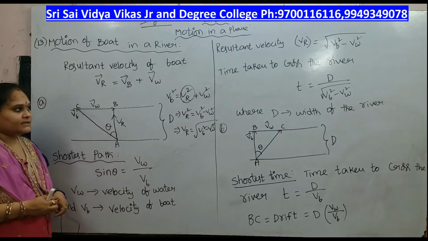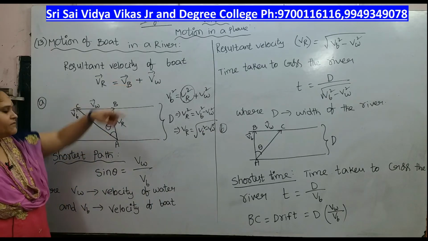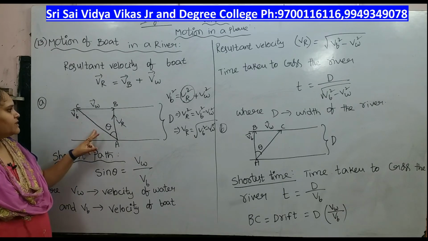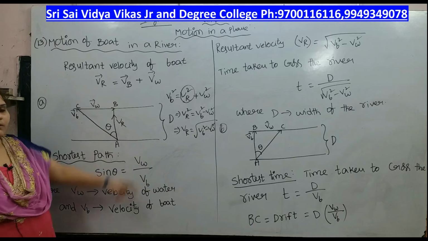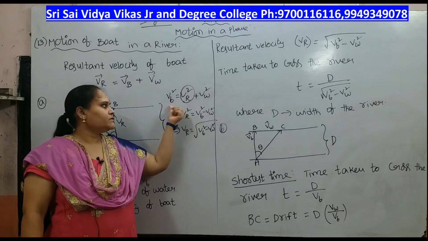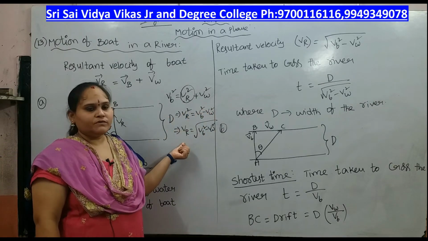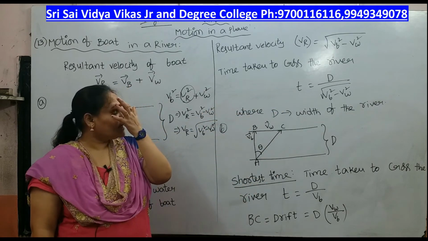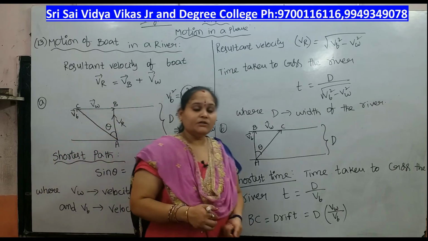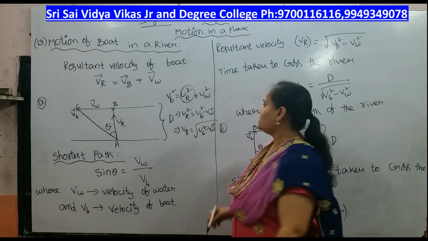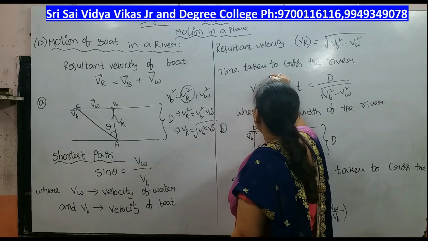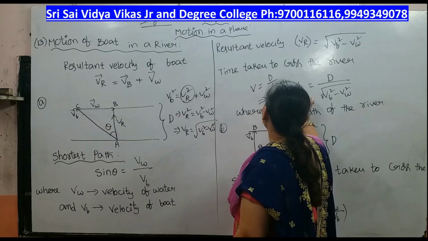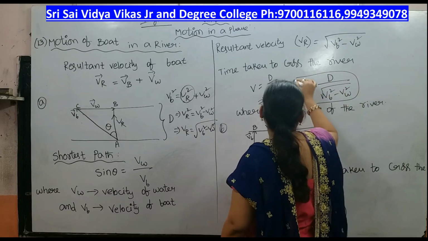This is the resultant velocity V_R from the diagram. So V_B square equals V_R square plus V_W square, V_R square equals V_B square minus V_W square, so V_R equals the root of V_B square minus V_W square. Now the time taken to cross the river. Everybody knows velocity is the rate of change of displacement, that means V equals D by T, so T equals D by V. Here we can substitute these values.